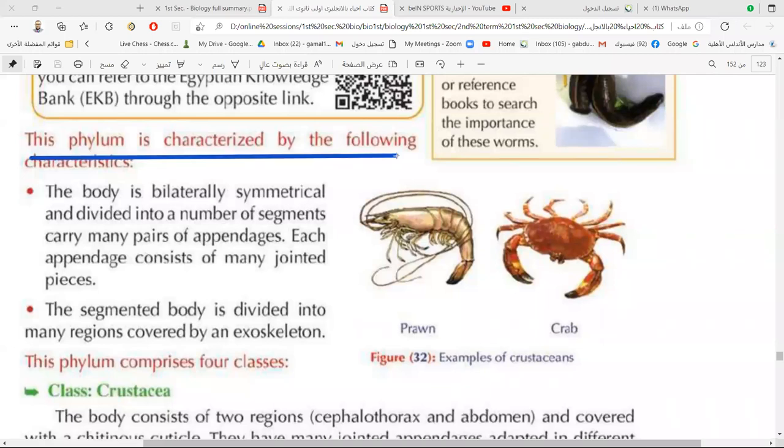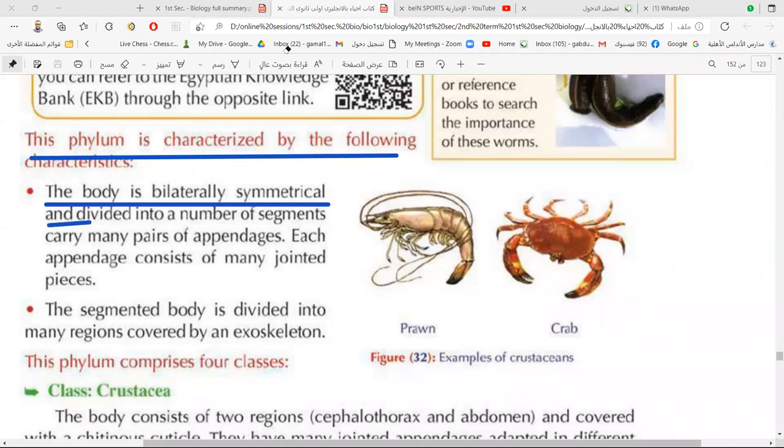Phylum Arthropoda is characterized by the following. The body is bilaterally symmetrical. الجسم جانبي التماثل. Bilaterally symmetrical يعني جانبي التماثل. You can divide it into two equal halves, like this. The left half and the right half are similar. The crab, you can divide it into two equal halves. This is the meaning of bilaterally symmetrical.